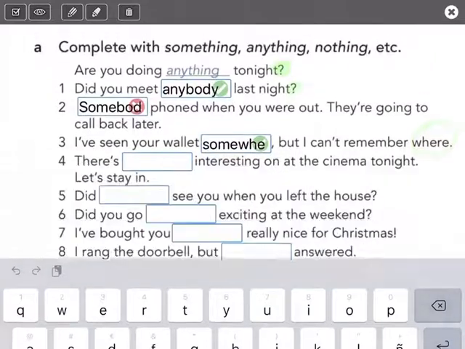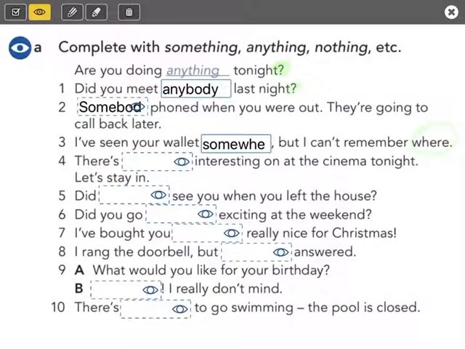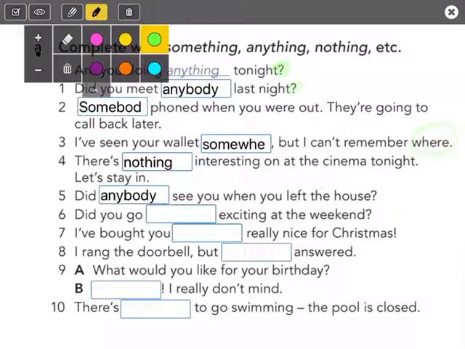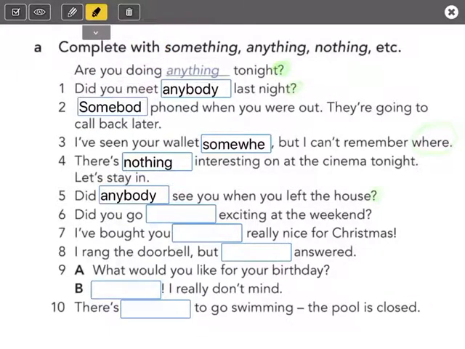Did you do number 4 for me? Well, there's nothing interesting on at the cinema tonight. Let's stay in. Pues si nos quedamos en casa, me imagino es porque no hay nada, ¿no? No hay nada interesante. What about number 5? Did you see anybody or anyone, claro, anybody or anyone, when you left the house? Now again, we have our interrogative. Oye, ¿viste a alguien? ¿O has visto a alguien?